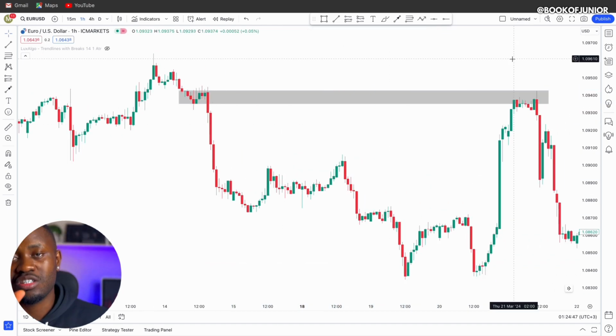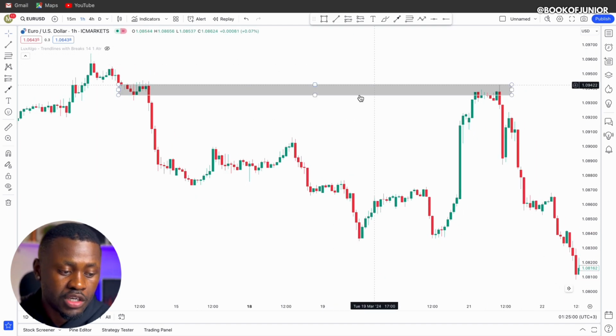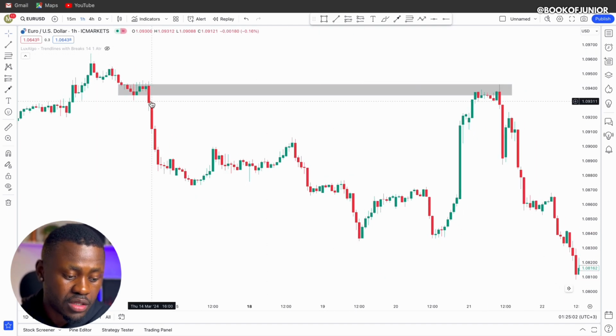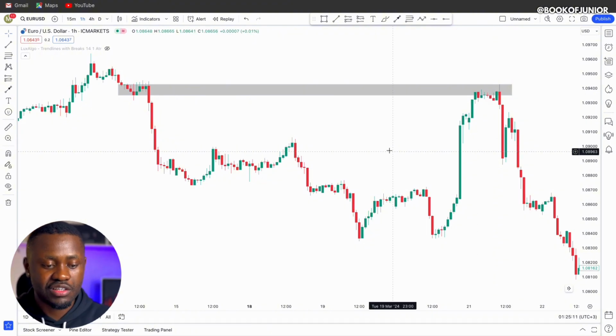Now traders, you need to note this. Whenever you see a supply or demand zone in the forex market, it doesn't mean price is going to fill up that zone there and then. Sometimes it can take weeks. Sometimes it will fill it up there and then. Just like you can see here. It took price almost, I think, from 14th of March up to 21st of March. You can see just a few days until price came back to that zone right there, as you can see.